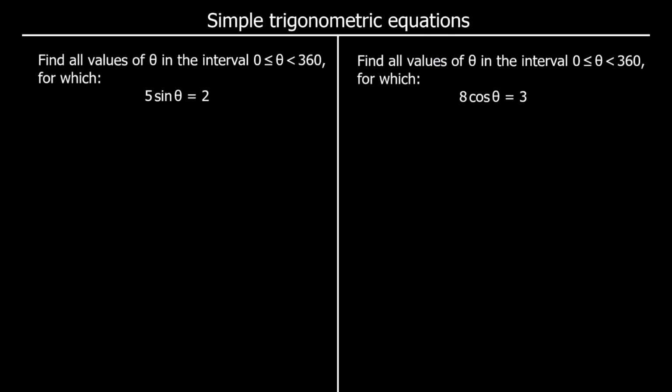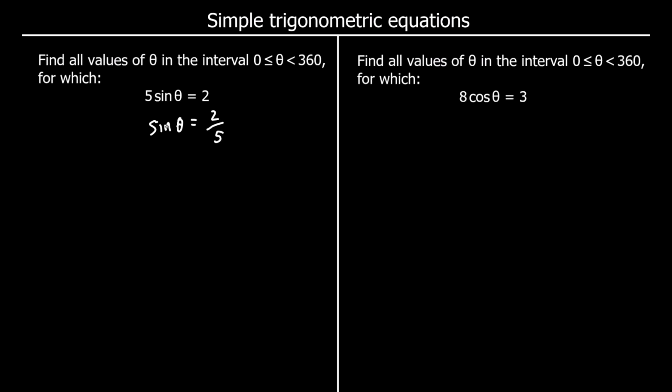Now we're going to look at solving trigonometric equations. The question says find all values of theta in the interval 0 to 360 degrees for which 5 sine theta is equal to 2. So to solve this, we want to get theta by itself. Let's divide both sides by 5. So sine theta equals 2/5.